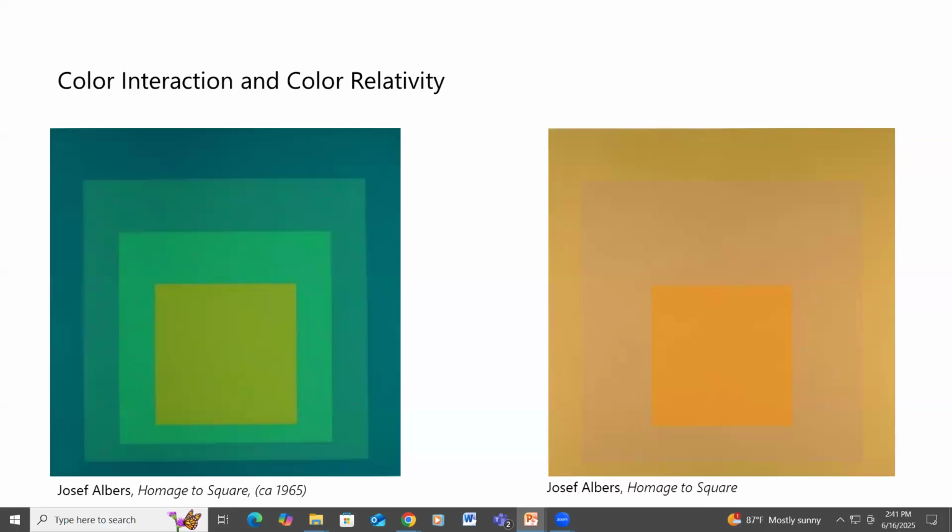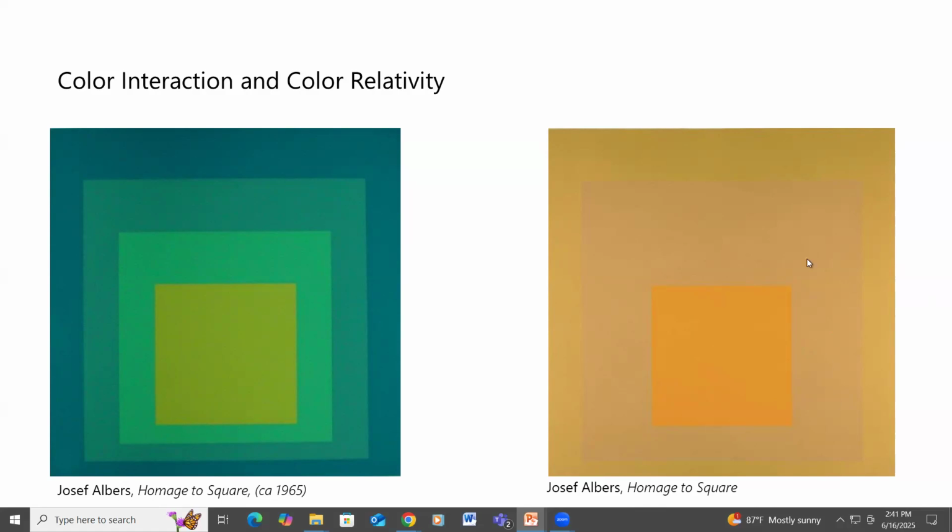And then my last point I want to make about how color works is that color is relative. Our ability to perceive color is relative. And I'll show you that in a couple of ways. If you take a look at this Joseph Albers, both of them are demonstrating this concept to a degree.